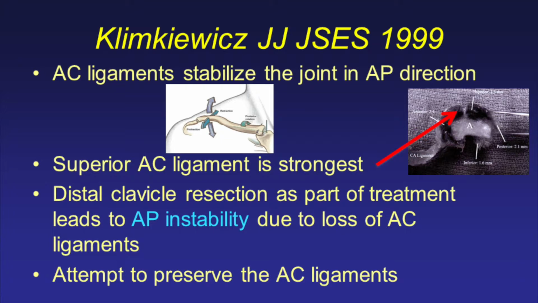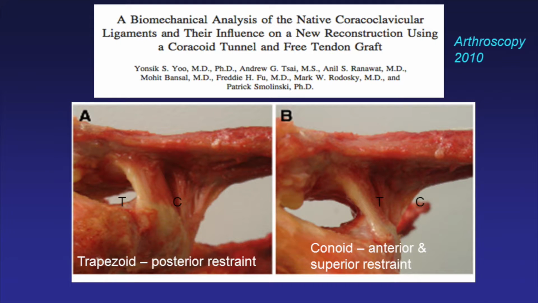If one resects the distal end of the clavicle, it can lead to antero-posterior instability if you lose the acromioclavicular ligament. So one should try and attempt to preserve the AC ligament at all costs during the fixation of this fracture. Of the suspensory ligaments, the trapezoid is predominantly a posterior restraint, and the conoid is predominantly an anterior and superior restraint.